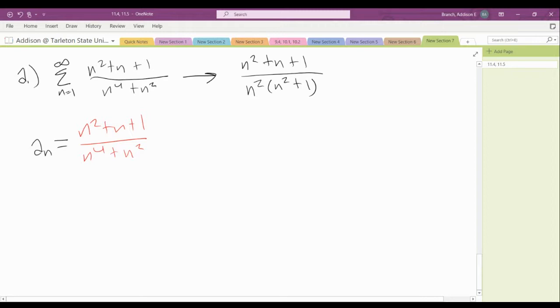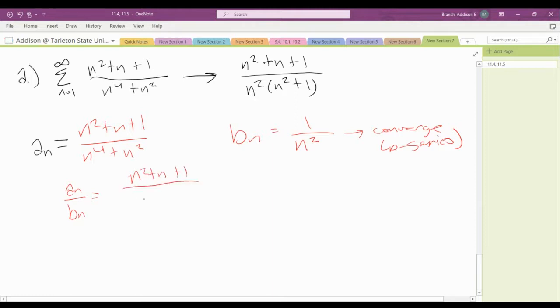And we're going to go ahead and let b sub n be 1 over n squared. And we know that that one is going to converge due to the p series test. So if we do our a sub n over b sub n, we are going to get n squared plus n plus 1 over n to the 4th plus n squared, over 1 over n squared.